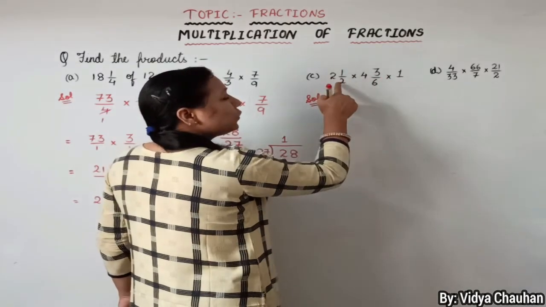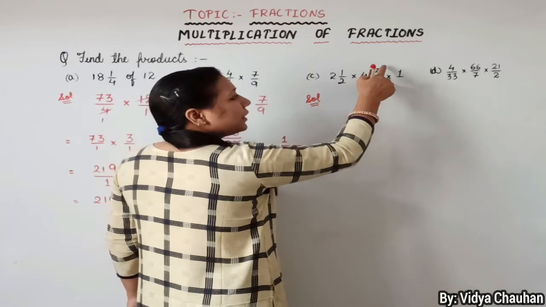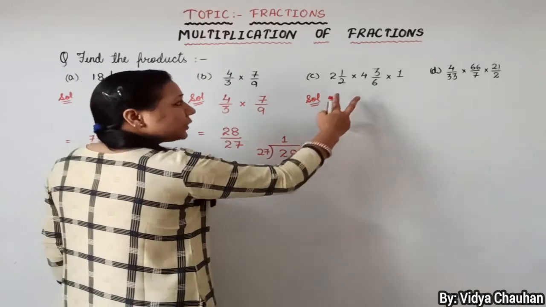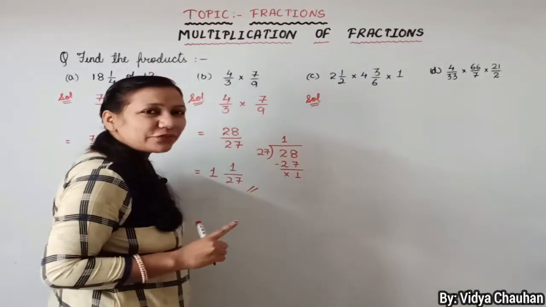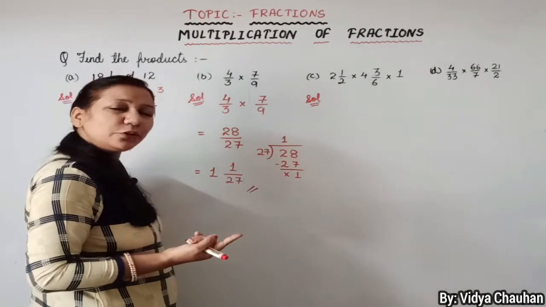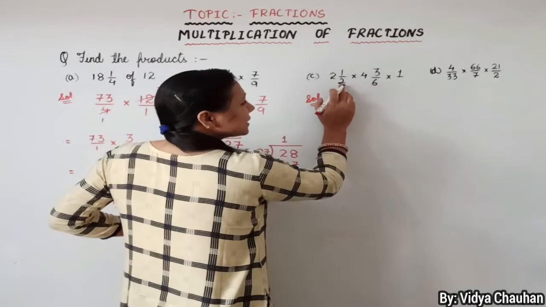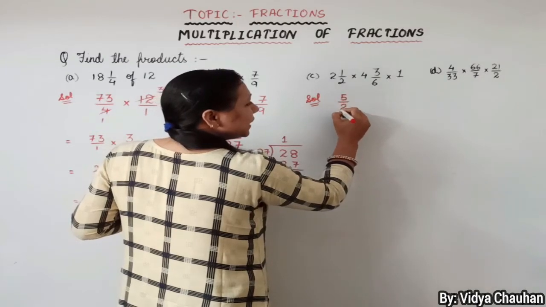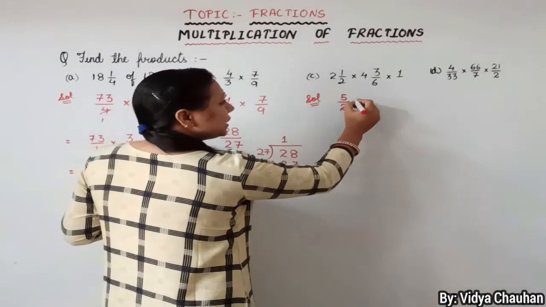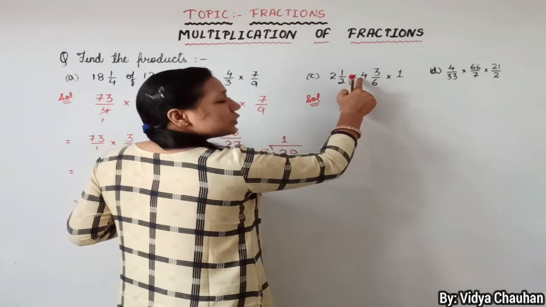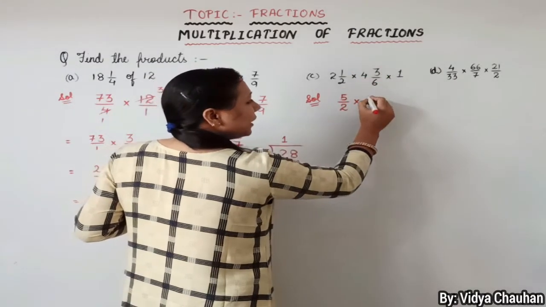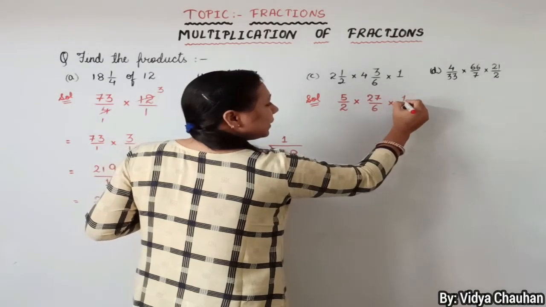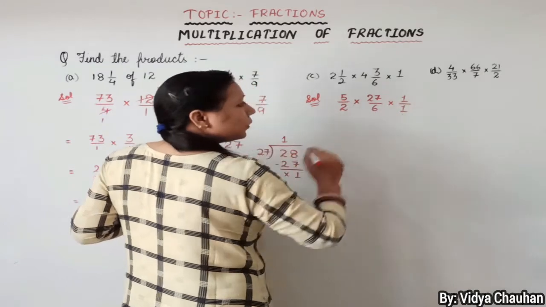The first one is 2 1 upon 2 multiplied by 4 3 upon 6 multiplied by 1. So as you can see, two of the numbers are mixed fractions. So very first we will change them into improper fractions. Let's convert. 2 2s are 4 plus 1 is 5. So our first number is 5 upon 2, multiplied by 6 4s are 24 plus 3, 27 upon 6, and multiplied by 1. You can write 1 upon 1.